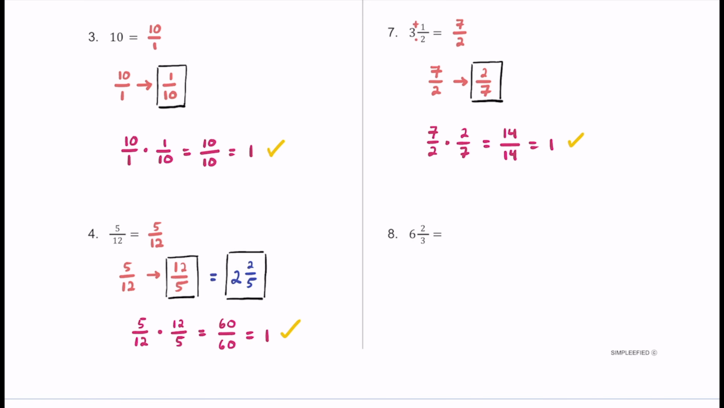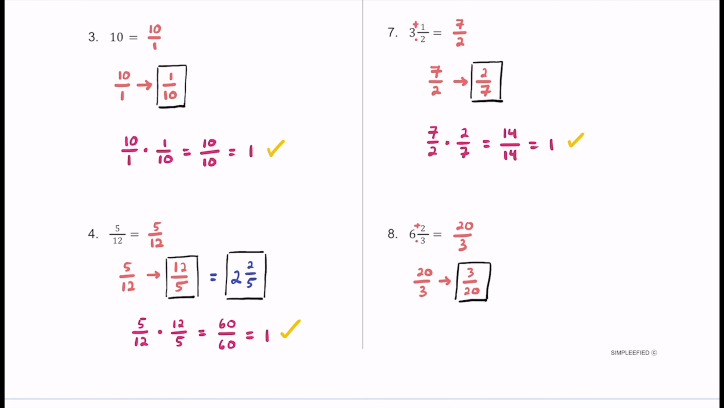For number 8, we have another mixed number, so let's go ahead and turn it into an improper fraction first. So 6 times 3, that's 18 thirds, plus 2 more thirds, so this is the same thing as 20 over 3, or 20 thirds. So this is the original, 20 over 3, and if you want to find the reciprocal, we just flip it upside down. It's going to be 3 over 20, and this is kind of nice because we don't have to do anything else. This would be the reciprocal.